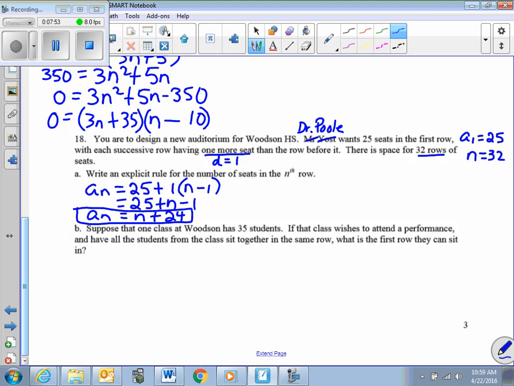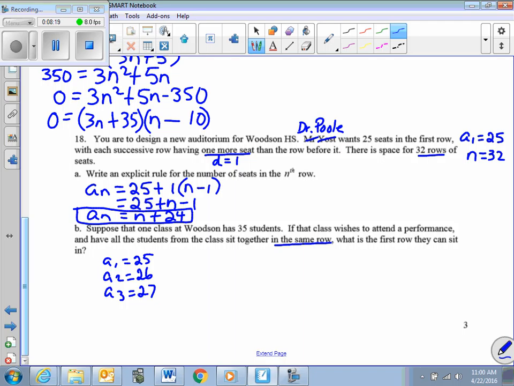In part B, it says, suppose we got a class at Woodson that has 35 students. We want them to go to the performance, but we want them all to sit together so we can keep an eye on them. We want them all in the same row. So what is the first row? Now remember, guys, we know that the first row has 25 seats in it. The second row has 26 seats in it. The third row has 27, and so forth.